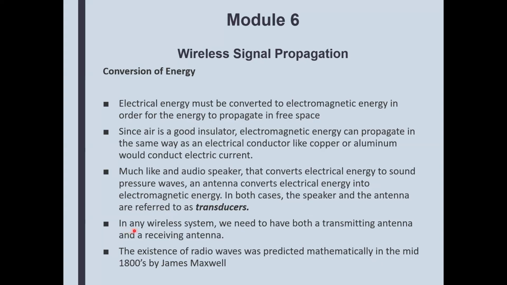In any wireless system, we need to have both a transmitting antenna and a receiving antenna. The antennas are just like those virtual jacks and plugs. So with the transmitting antenna, you plug into the air, and with the receiving antenna, you fish out what's there in the air. So you plug into the air as well on the receiving end.